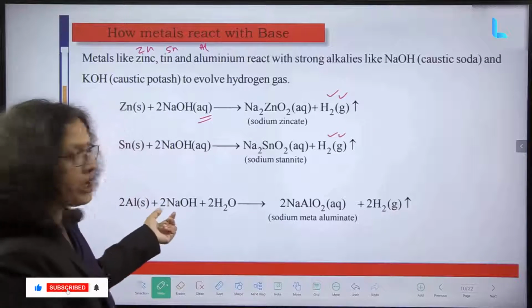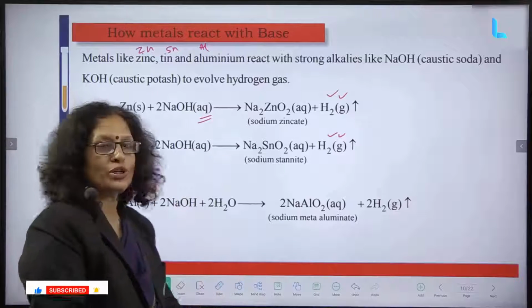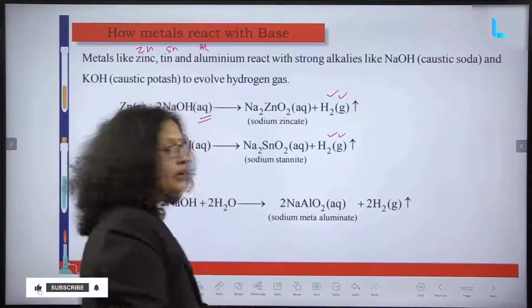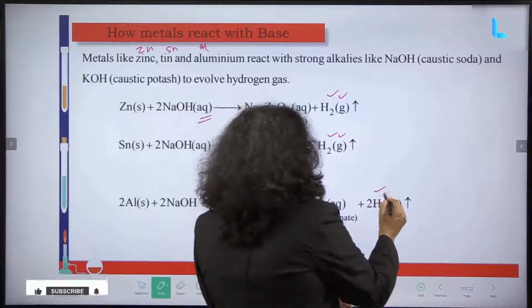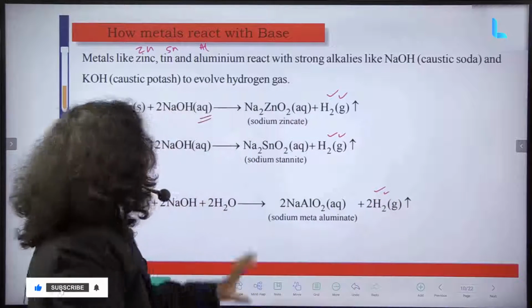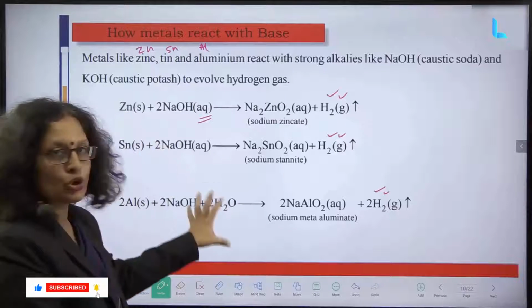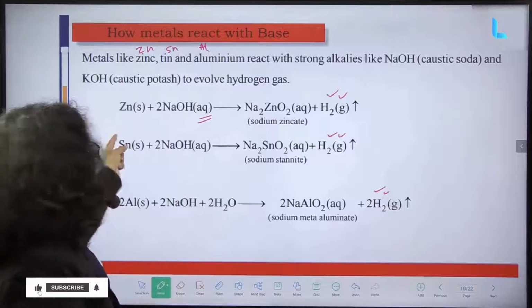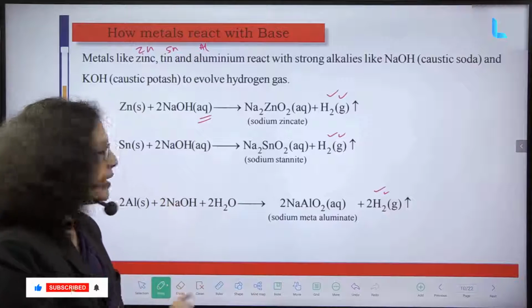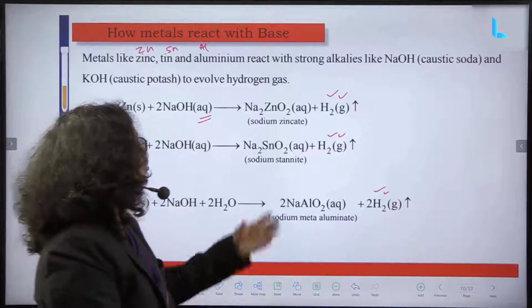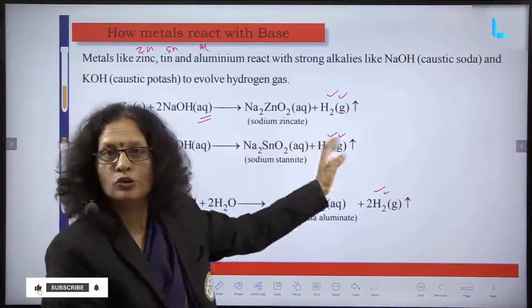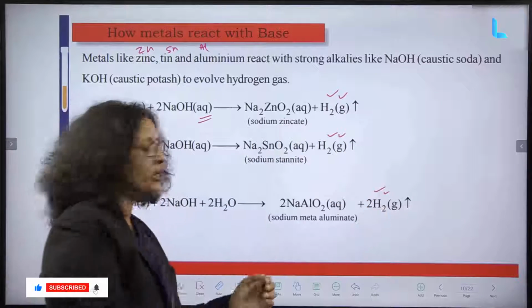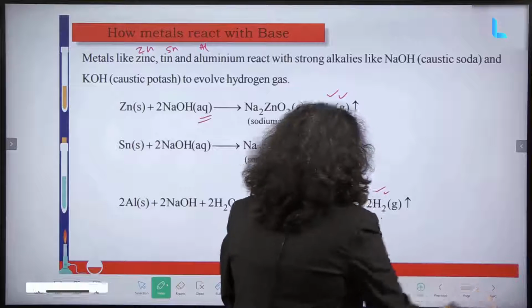Now, 2Al plus 2NaOH plus 2H2O gives sodium meta aluminate, 2NaAlO2, and hydrogen gas is liberated here also. So we have seen the reaction of the strong alkali sodium hydroxide with three metals: zinc, tin and aluminium. We have reached the conclusion. We have got zincate, stannite and aluminate, and along with that, hydrogen gas is liberated. What is common? Hydrogen gas is liberated in all.